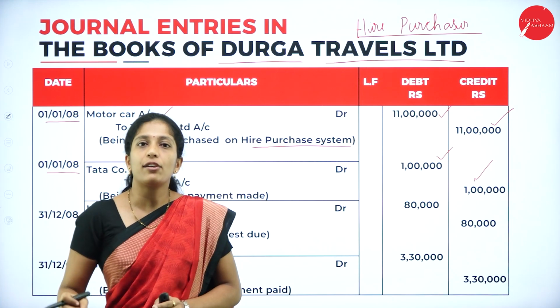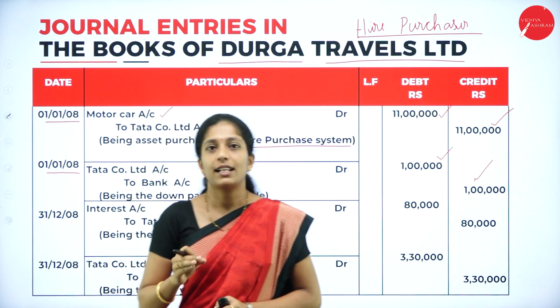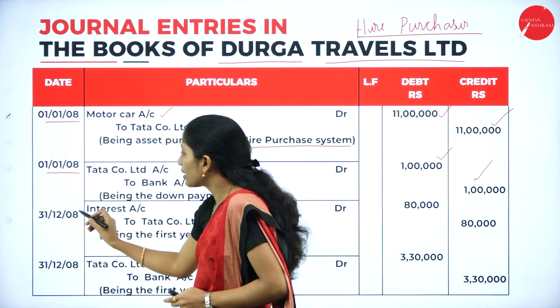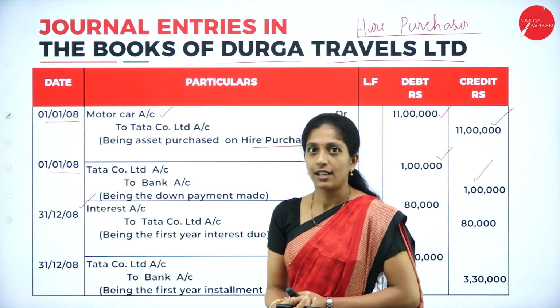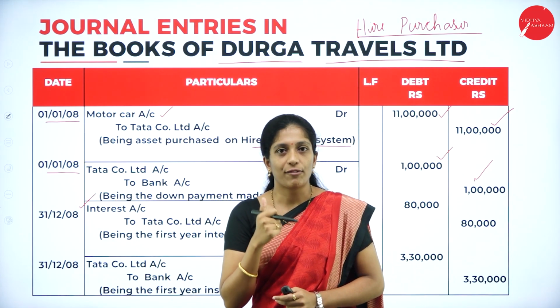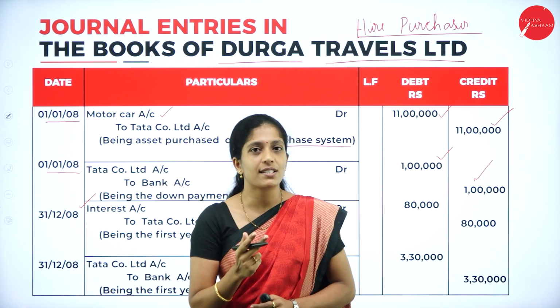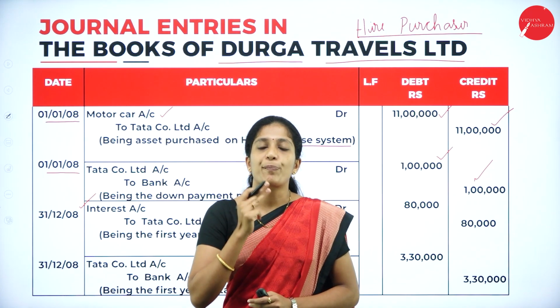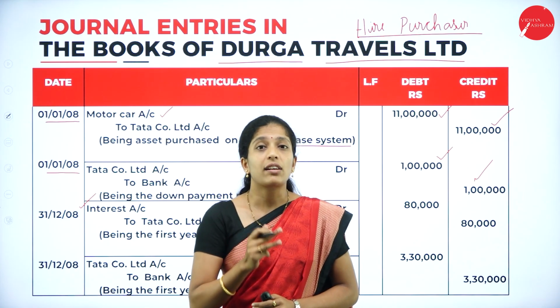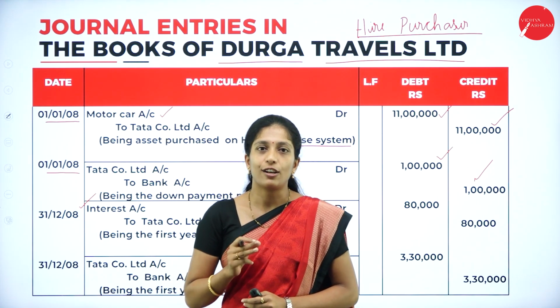Now come to the end of the financial year, that is 31/12/2008. So what is the entry? First you have to record for interest due, next installment paid, depreciation charged, then transfer interest and depreciation to profit and loss account.